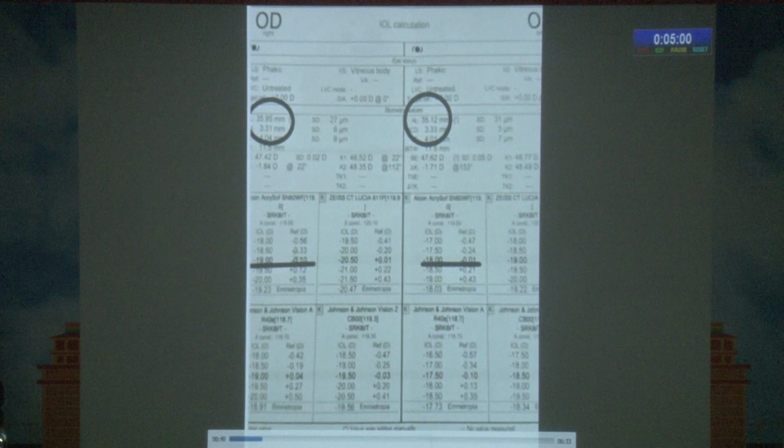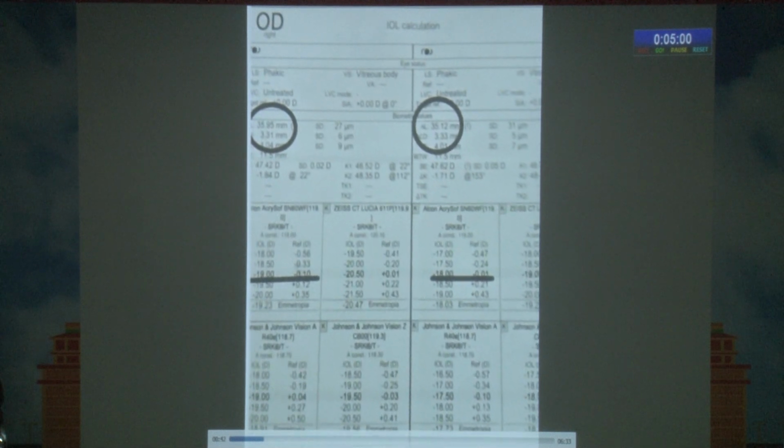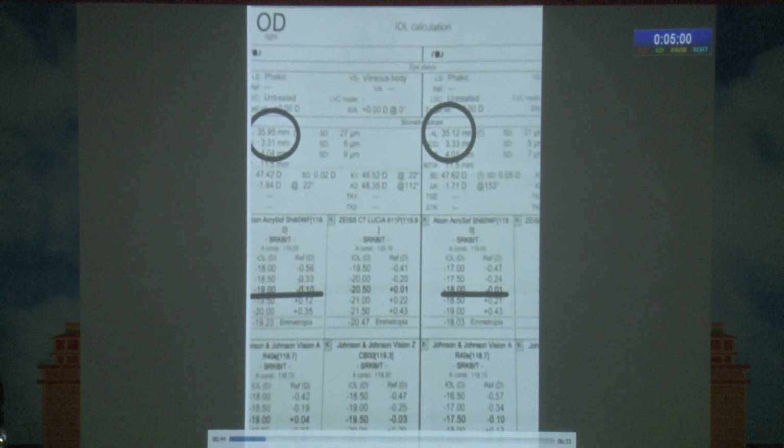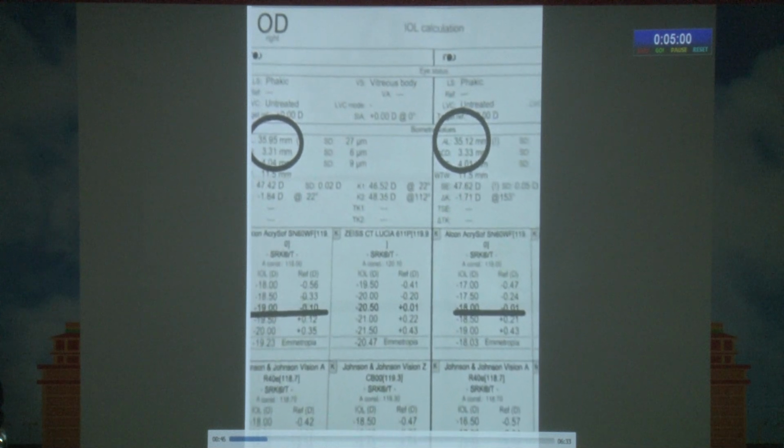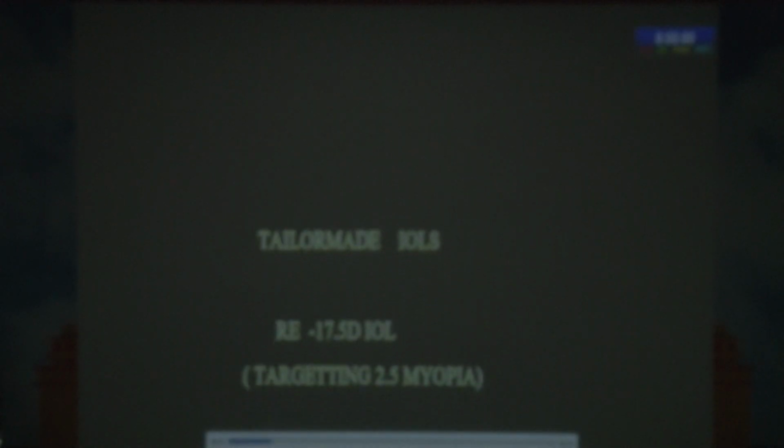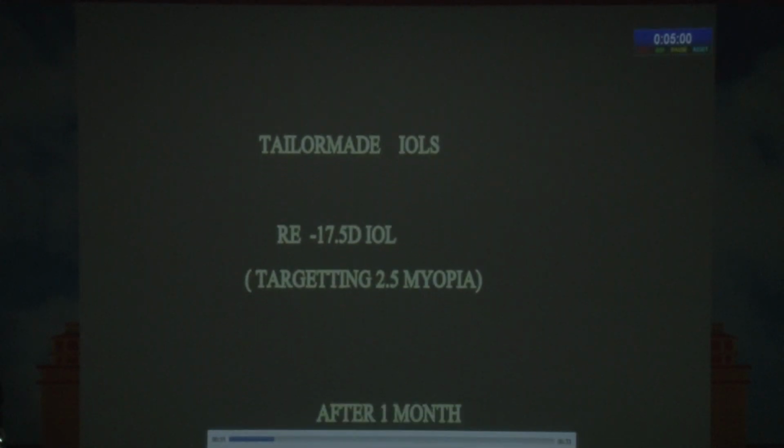On doing our biometry, we found the emmetropia was at -19 and -18, which is very, very unusual for us, and it was not possible to get such a type of IOL. So we tailor-made these IOLs. Now these eyes, we know, end up in hypermetropia.